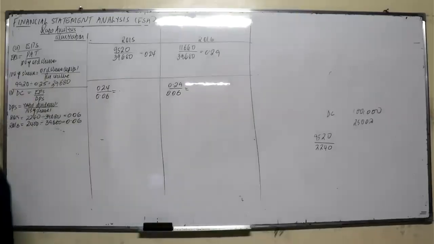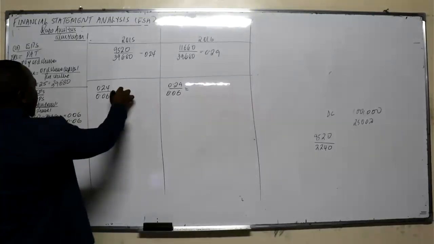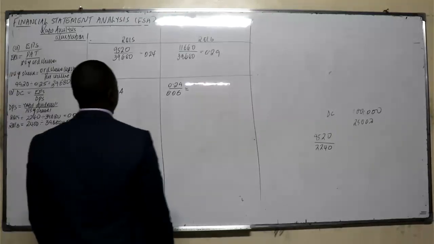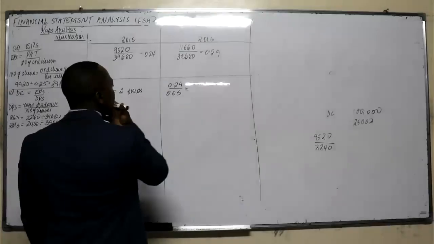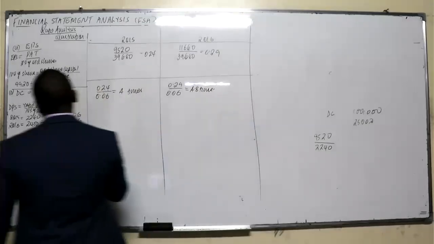Now give me that. This one you get? Yeah, this is 4 times. This one you get? Yeah, 4.8. 4 times.